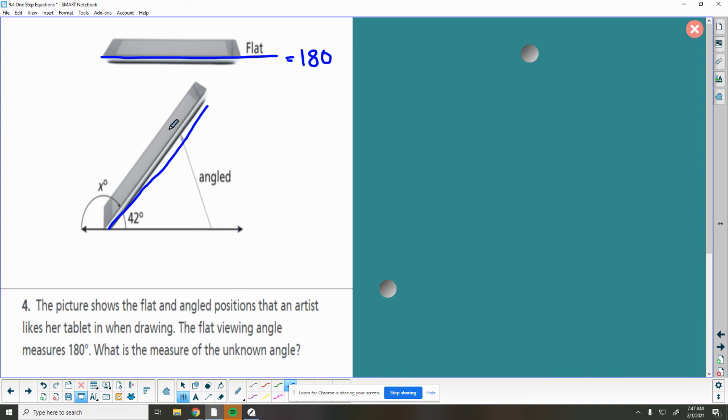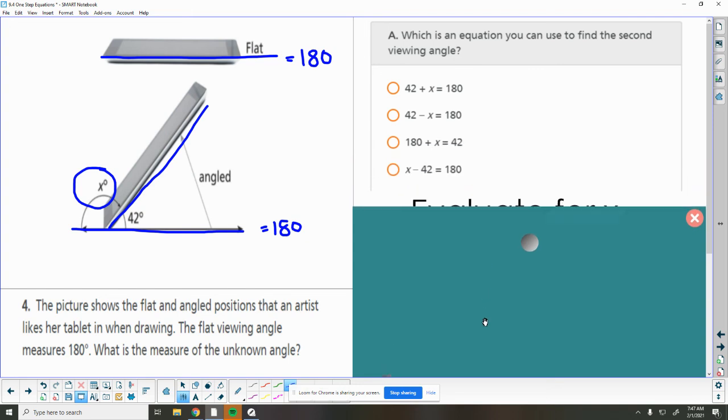So if she raises it up 42 degrees in the back, it wants to know what this viewing angle is going to be. So it was here at 180 degrees. She lifted it up 42. So what is her view from the front? So let's see which equation might help us find this. So we know, again, remember this is our total. We're taking this piece and this piece and we're putting them together. So I'm hearing that when I add these two pieces, it equals 180.